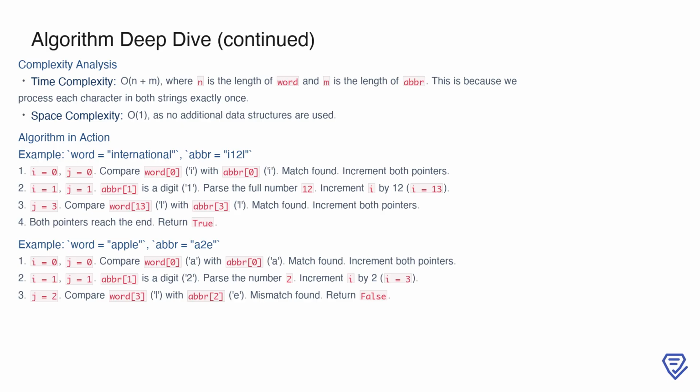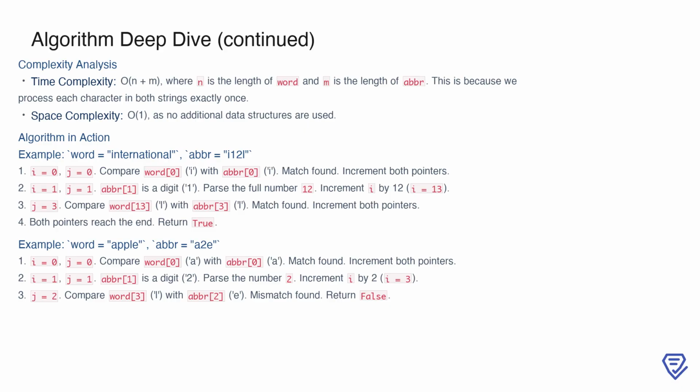The time complexity of this algorithm is O(n + m), where n is the length of the word and m is the length of the abbreviation. This is because we process each character in both strings exactly once. The space complexity is O(1), as we only use a few pointers and variables, without allocating additional data structures.